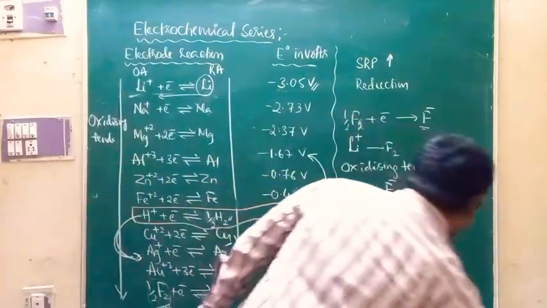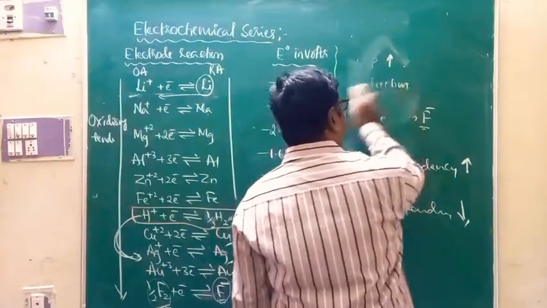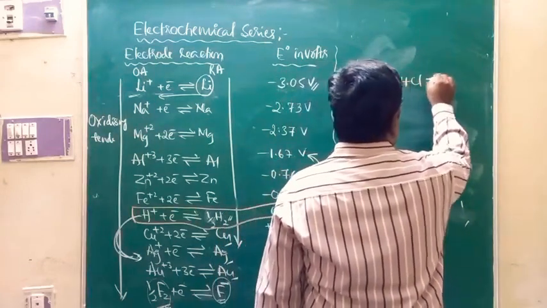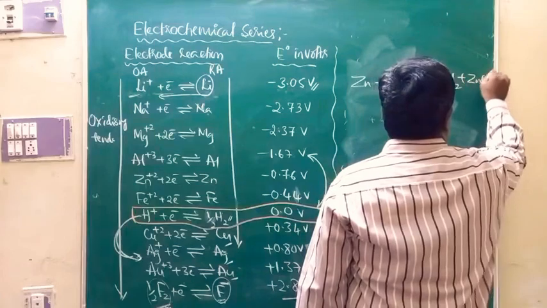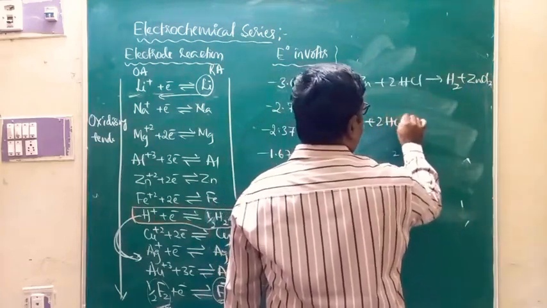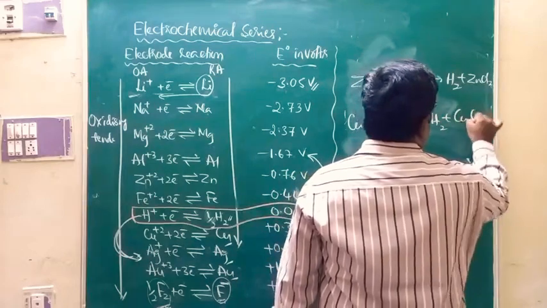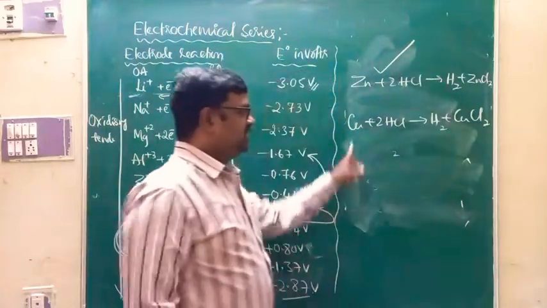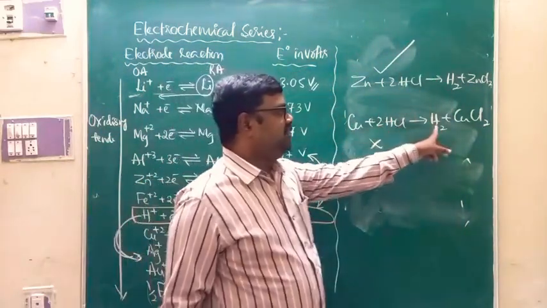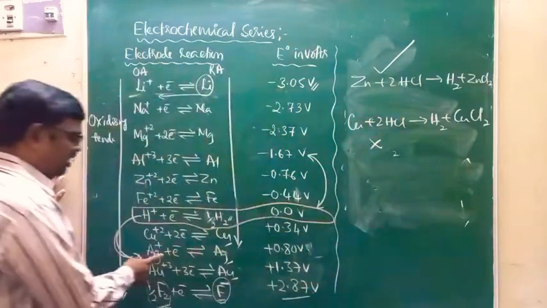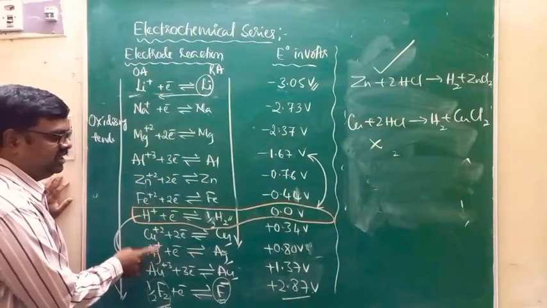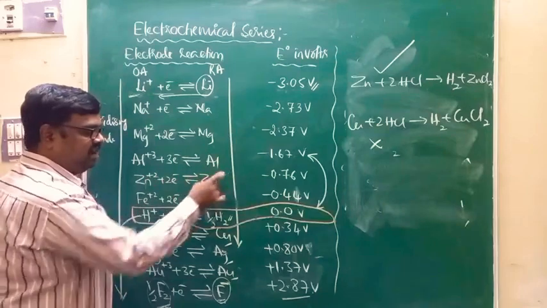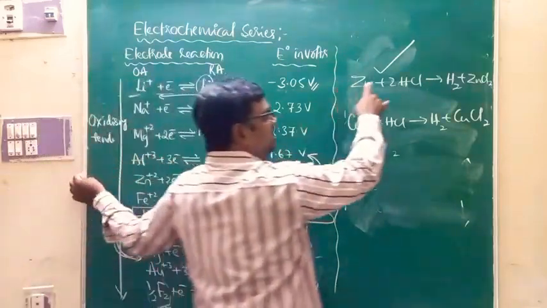And because of that, in some competitive exams you can expect questions based on this. For example, Zn plus 2HCl gives H2 plus ZnCl2, this is one reaction. Cu plus 2HCl gives H2 plus CuCl2, if they write this, out of these two which is possible? Only the first one is possible. The second is not possible because copper lies below hydrogen in the electrochemical series, so it does not displace hydrogen, whereas zinc lies above hydrogen in the electrochemical series. Therefore, zinc displaces hydrogen from dilute acids.